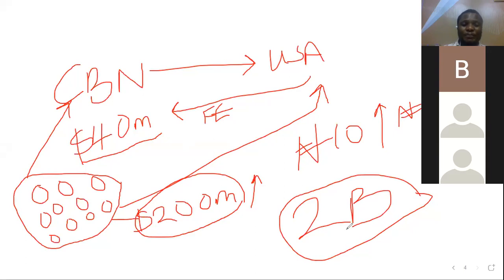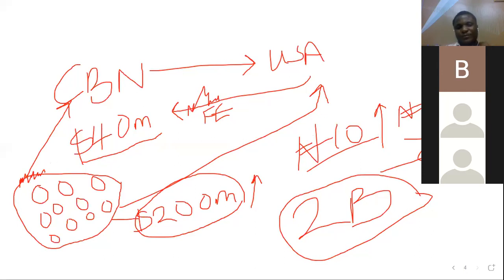That means with these $2 billion now, it will no longer bring 200 million. It can only bring 100 million. So what can we say to this? What we can say is that, because of the pressure on demand for foreign currency and the supply of that foreign currency, that determines our exchange rate.